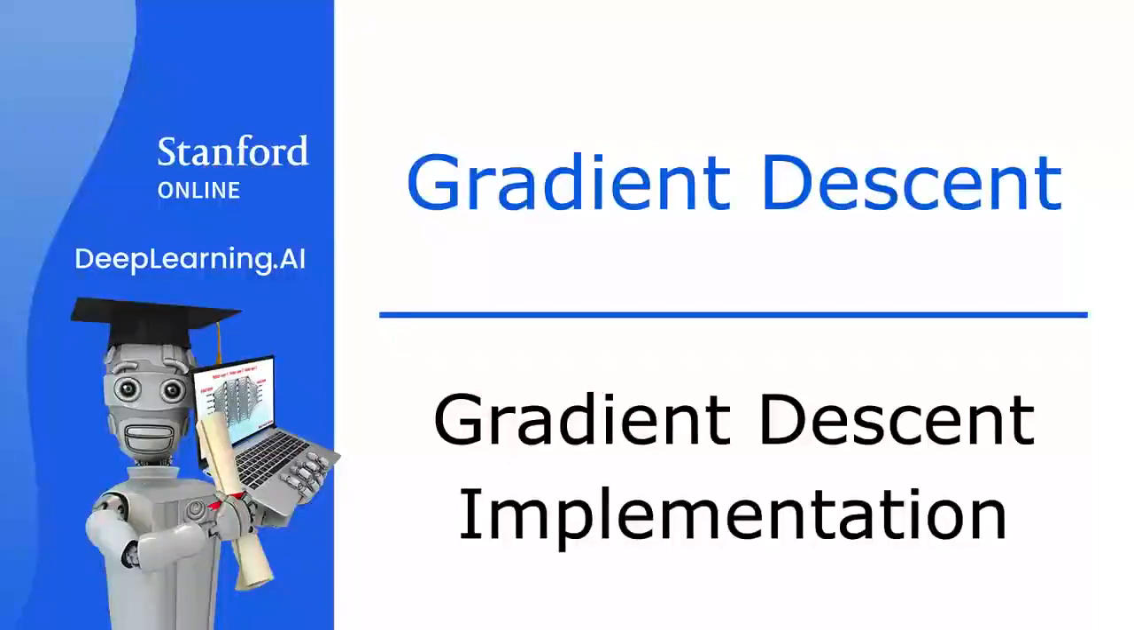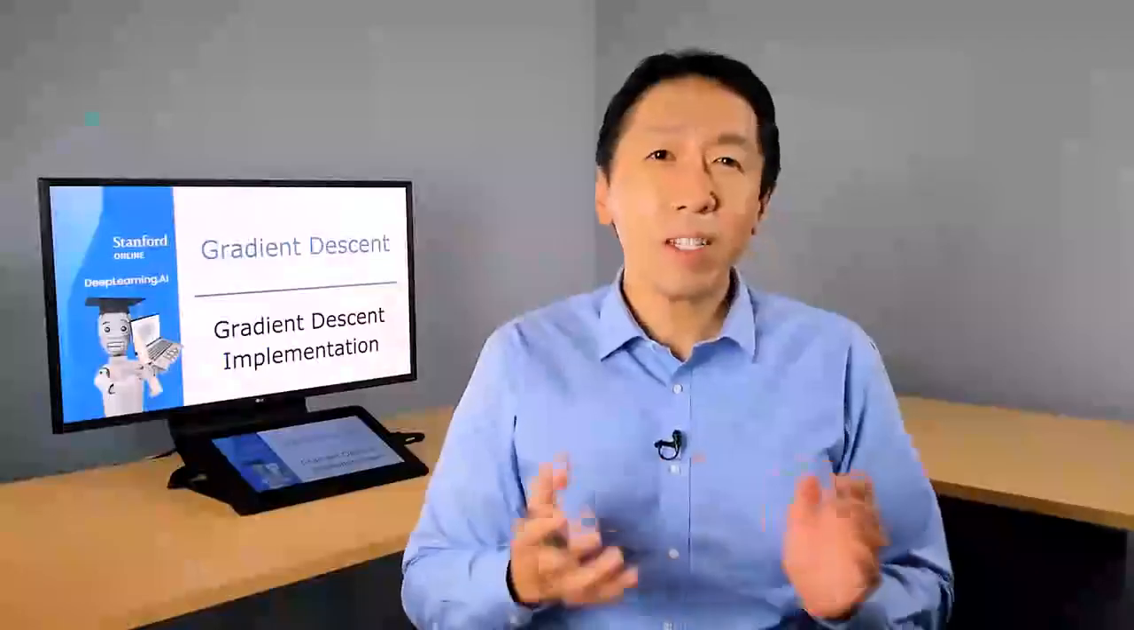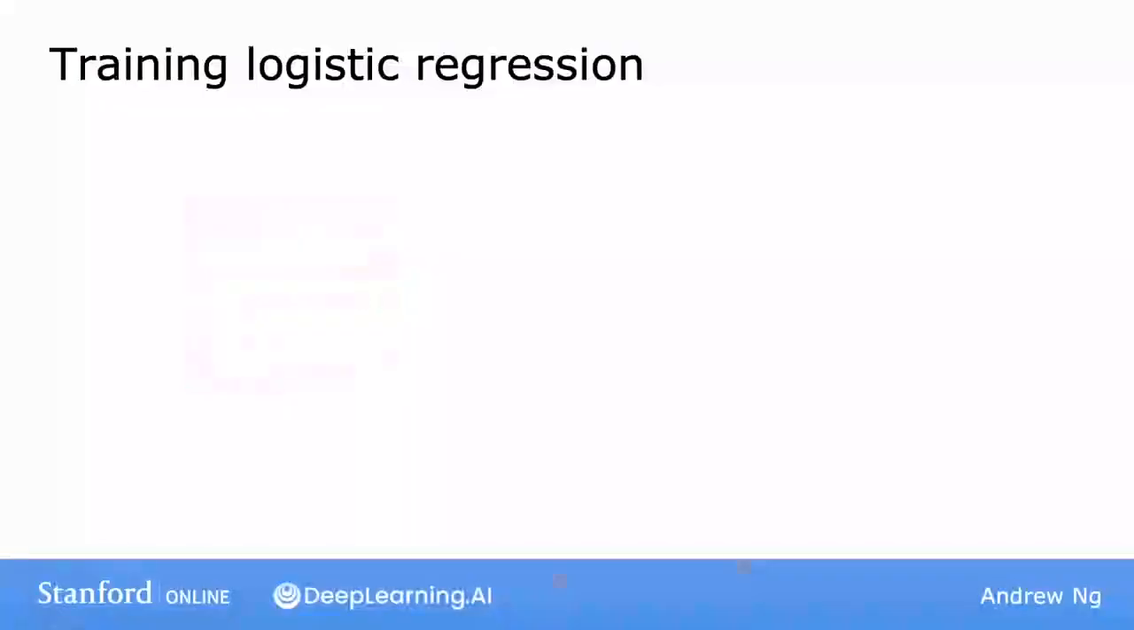To fit the parameters of a logistic regression model, we're going to try to find the values of the parameters W and B that minimize the cost function J of W and B. And we'll again apply gradient descent to do this. Let's take a look at how. In this video, we'll focus on how to find a good choice of the parameters W and B.